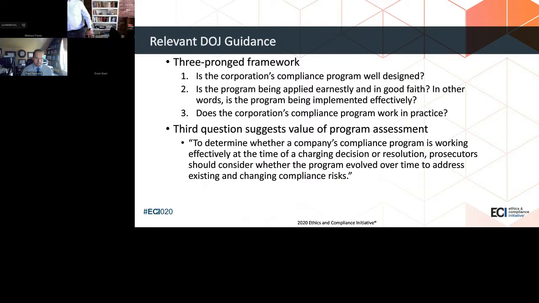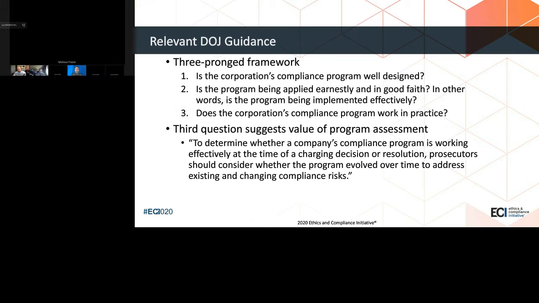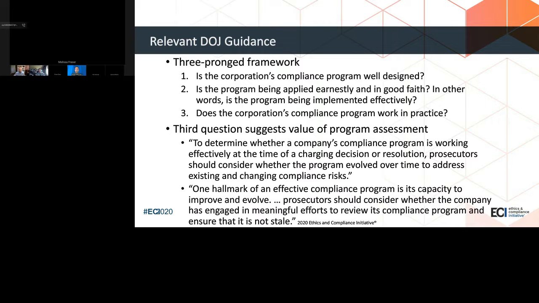So it says here, to determine whether a company's compliance program is working effectively at the time of a charging decision or resolution, prosecutors should consider whether the program evolved over time to address existing and changing compliance risks. So again, there is an expectation that your program is going to adapt, and an assessment helps you decide how it should adapt. One hallmark of an effective compliance program is its capacity to improve and evolve. So with these words, there's an expectation that regulators have, as embodied by the Department of Justice guidelines, that programs do need to adapt and evolve.